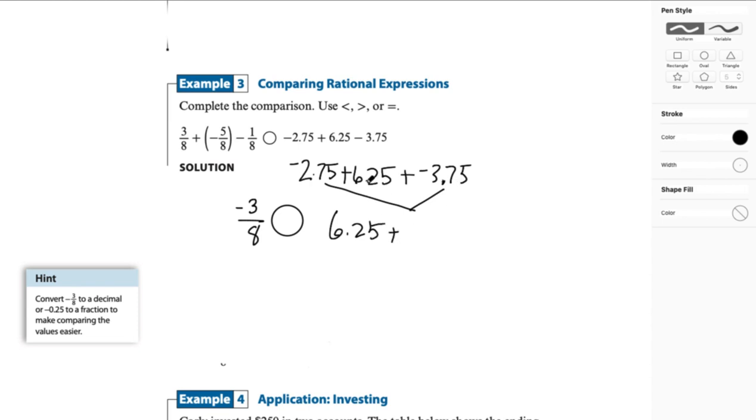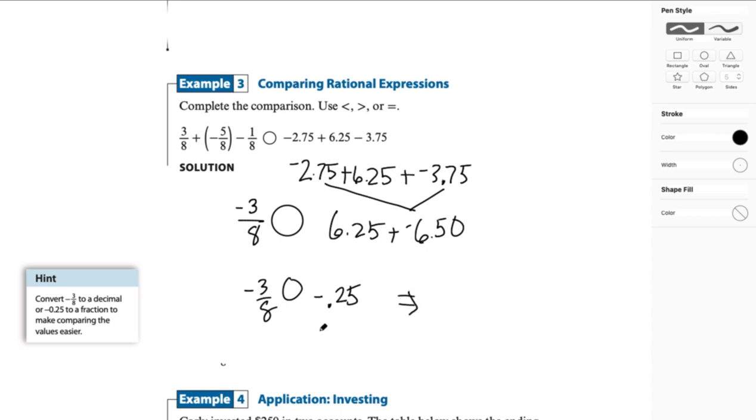If I join these guys together, 75 and 75 is 150. So then I'm going to get actually a negative 6.50, if you can believe that. Negative 6.50 plus positive 6.25 is going to give me a negative 0.25. And so I get to compare these, and it might be kind of hard to compare them.